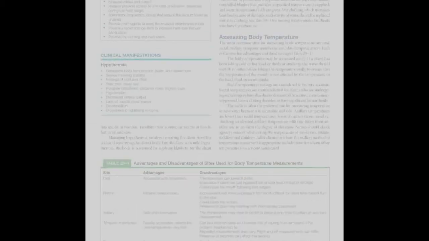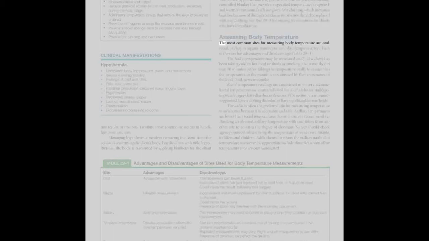With severe hypothermia, a hyperthermia blanket, an electronically controlled blanket that provides a specified temperature, is applied, and warm intravenous fluids are given. Wet clothing, which increases heat loss because of the high conductivity of water, should be replaced with dry clothing. See Box 29-3 for nursing interventions for clients who have hypothermia.